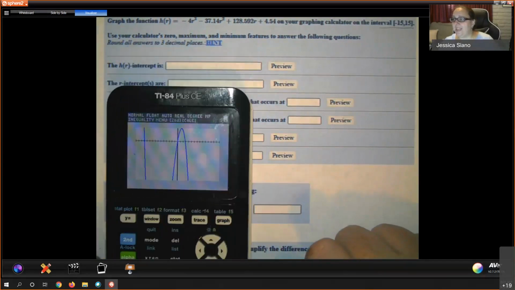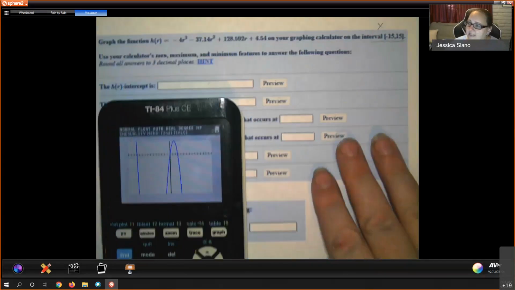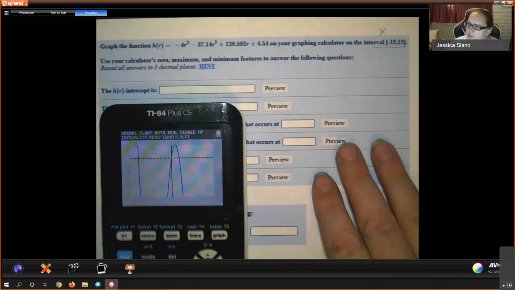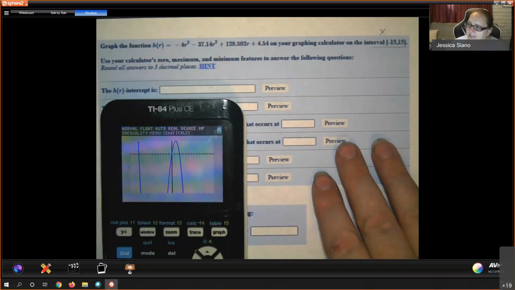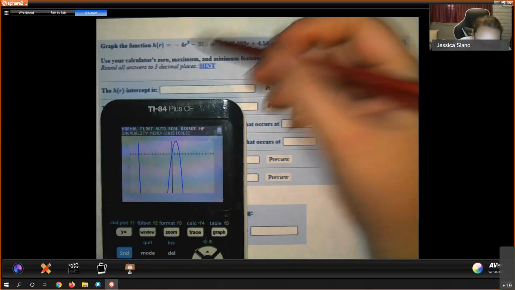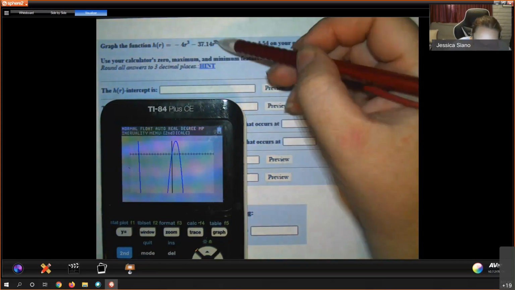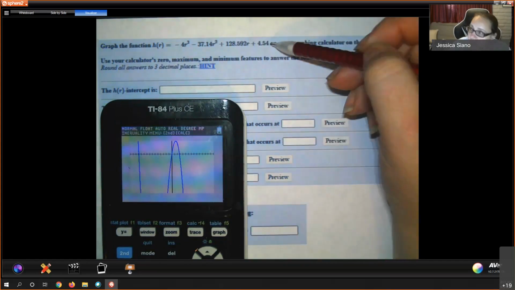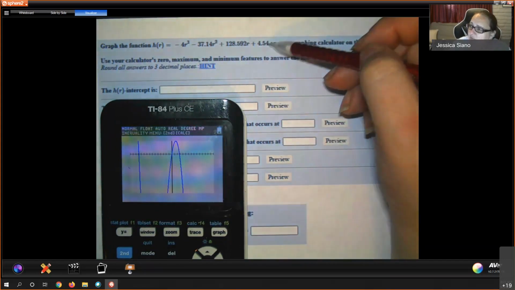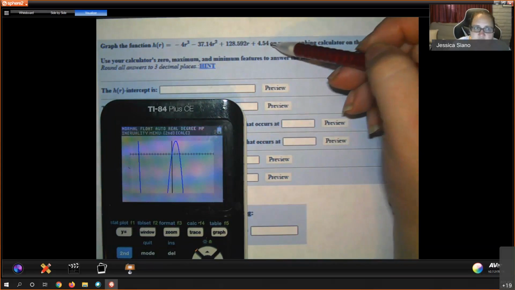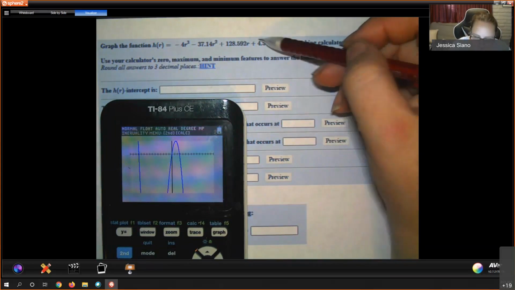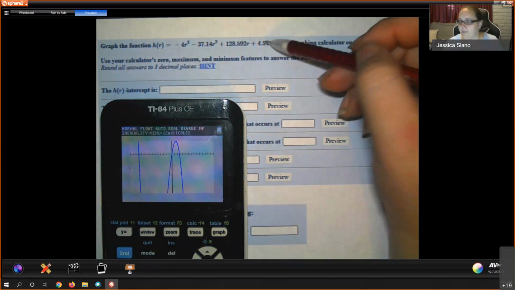So the h of r intercept, that's going to be the y-intercept. So remember the y-intercept is where x is 0. So if you plug a 0 in here, this is going to go to 0, this is going to go to 0, this is going to go to 0, and the only thing you're going to be left with is this 4.54. So when you have something in standard form, your constant term is your y-intercept.